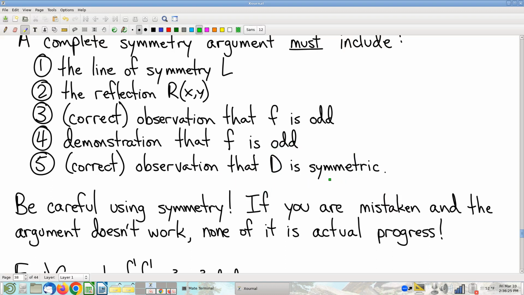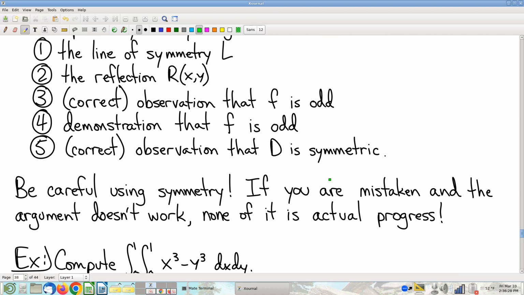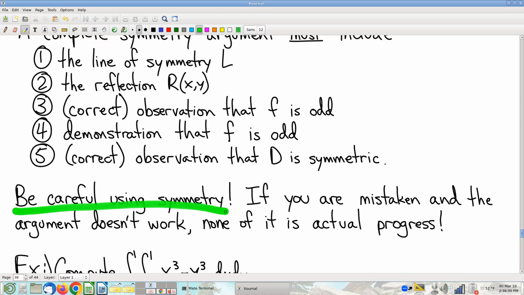Nevertheless, 5 things to show. And then the very last comment I'm going to make here before we won't be able to get to this example, but be super careful when you do a symmetry argument. And there's a reason for this. Powerful though it is, it is delicate. It is easy to find cases where it's almost symmetric. Like the domain's symmetric and most of the terms of the integrand are symmetric, but one of them is not. And then crash and burn, and the argument just doesn't work.